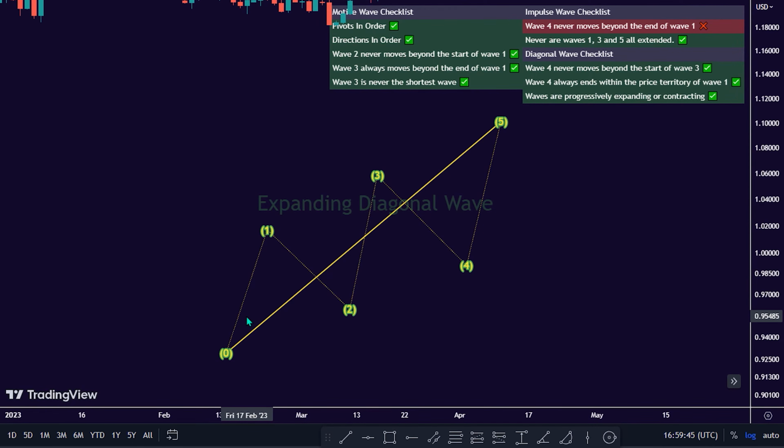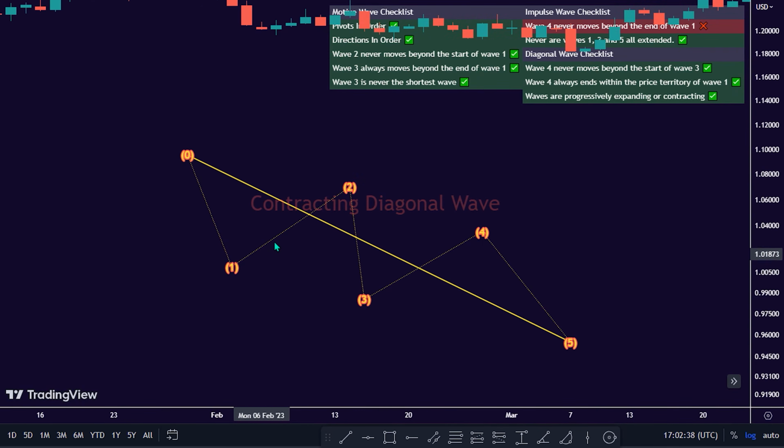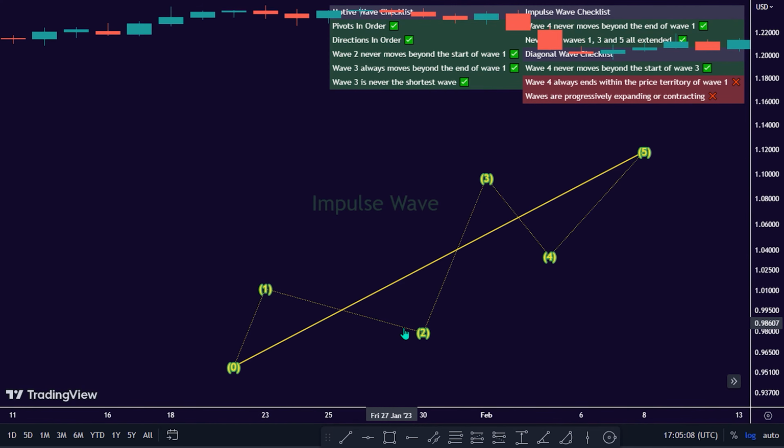For the ending diagonals, we need to understand that both expanding and contracting types can be ending diagonals. This can appear as wave 5 of an impulse wave, meaning the trend is coming towards possible exhaustion. Wave C of zigzag or flat. Correction or pullback is coming to an end and the trend is likely to continue.